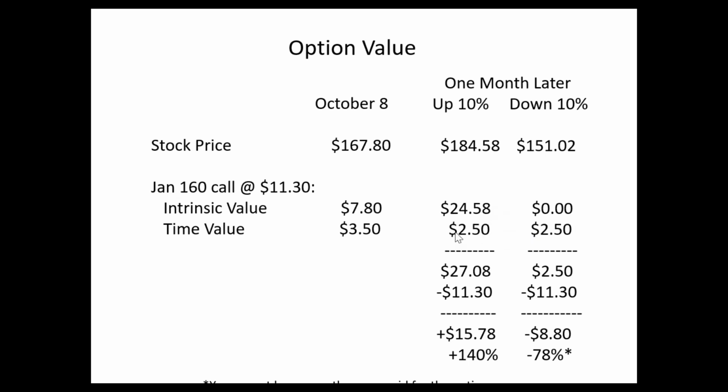Similar to what we had over here, the time value has eroded from 350 down to 250. That's what you have left, 250. You purchased it for 11.30. You're down $8.80, or minus 78%. And remember, if it goes all the way to expiration, this becomes zero. The maximum you can lose is $11.30. Okay, so if you understand intrinsic value and time value, those are the two major components of an option.